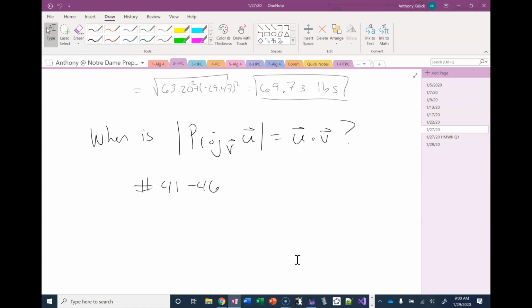Did anybody notice this occurring in the homework last night? Should have happened a couple of times, I think, right? Anybody with any intuition as to why or when this will happen? Because it would be nice, right? Because the dot product's pretty easy to calculate as opposed to the projection, or the magnitude of the projection, which is a bit more to do, right?